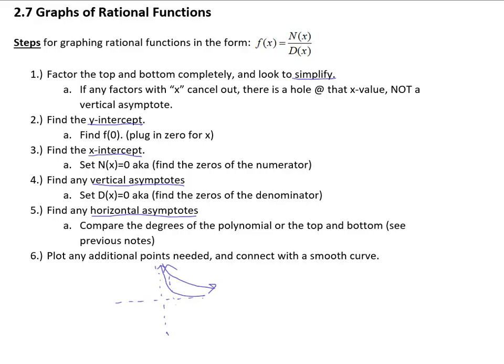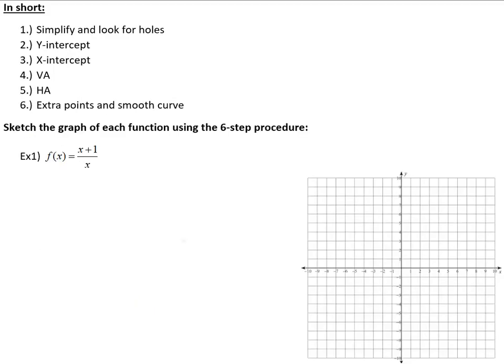Okay. So let's take a look at some of these. All right, so in short, we're going to simplify and look for holes, y-intercepts, x-intercepts, any vertical asymptotes, horizontal asymptotes, grab some extra points, and plot in our smooth curve. Okay, so we've got a few examples we'll do. Sketch the graph of each function using our 6-step procedure.